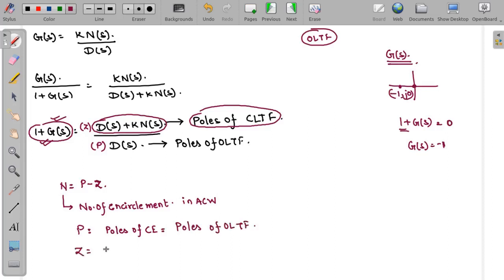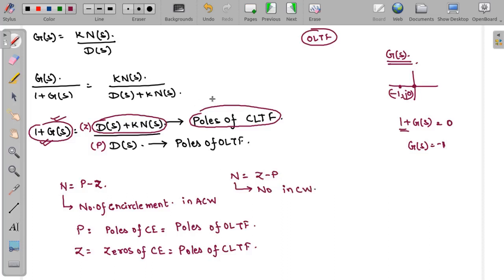and Z is equal to zeros of the characteristic equation, and zeros of the characteristic equation are equal to what? It is equal to poles of CLTF. So from here only we actually get the formula for your Nyquist plot. Now this N will be equal to the number of encirclements in the clockwise direction if your characteristic equation is a zero dominant system. At that time your formula will change to N = Z minus P, and over here N will be the number of encirclements of this critical point in the clockwise direction.